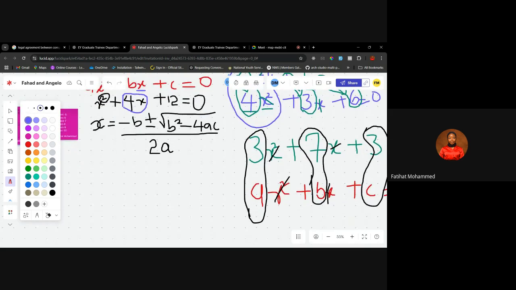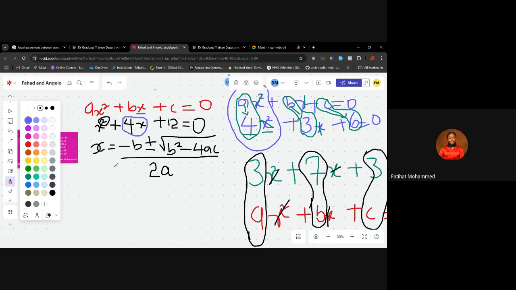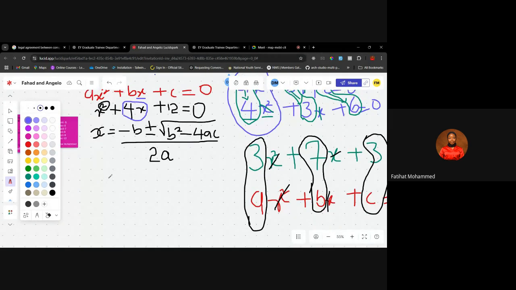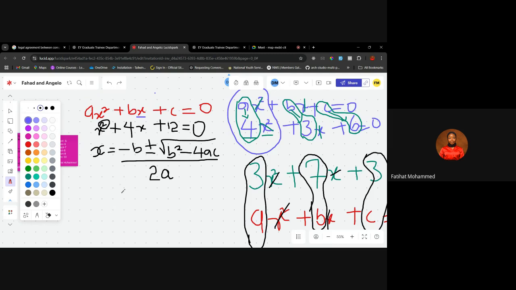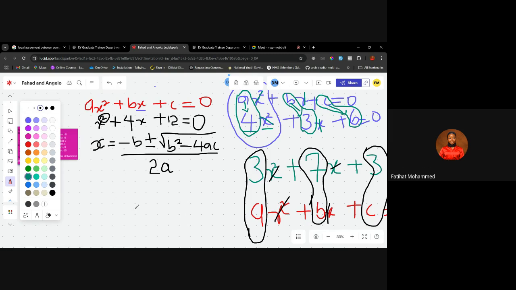So let's do one more, and then I'll give you a few questions, because now it's your time. Let's say I have x raised to power 2 minus 4x minus 12 to be equal to 0.